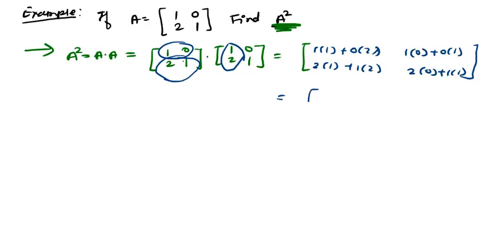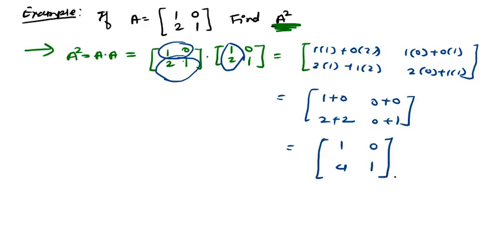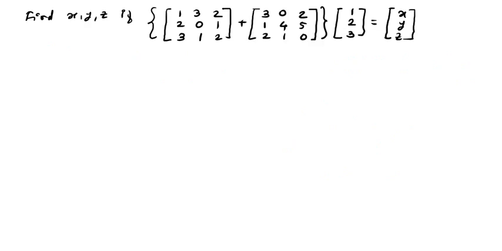So finally we will get 1 plus 0, 0 plus 0, then 2 plus 2, then 0 plus 1. So finally we will get this as 1, 4, 0 and 1. Okay, so this will be the matrix A square and our answer.